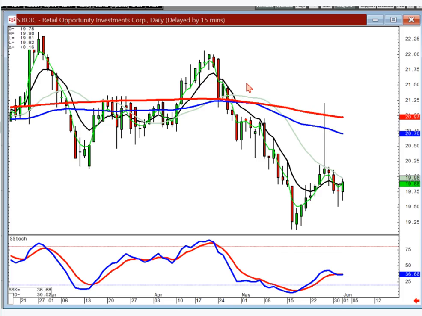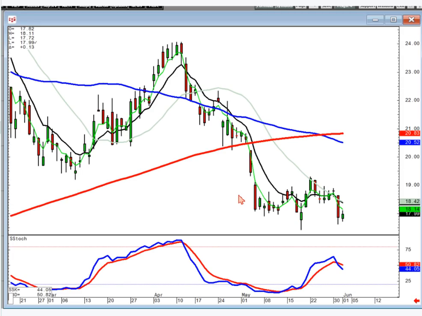ROIC, not anything real spectacular. Again, it would have to move from here to here to make a 10% return. So I take it this must have a good dividend yield. If you like it, you can be buying it, but I would hope it's paying you a good dividend. As a trader, it's just not worth it. There's much better places to have your money.